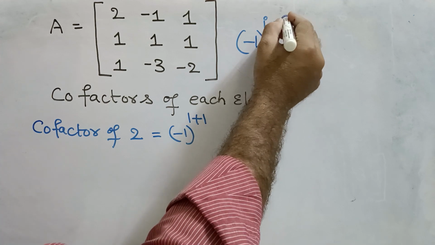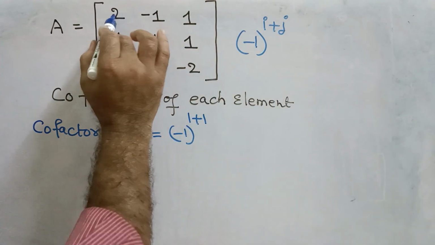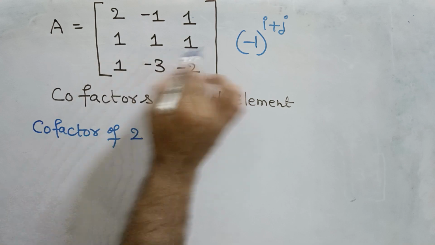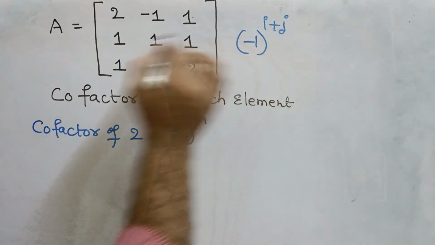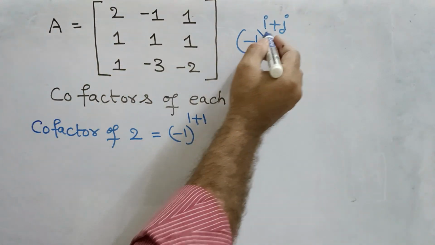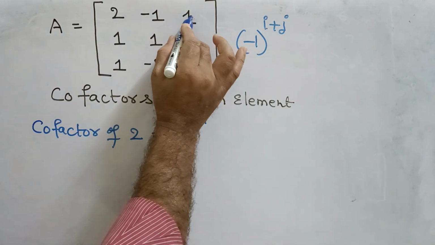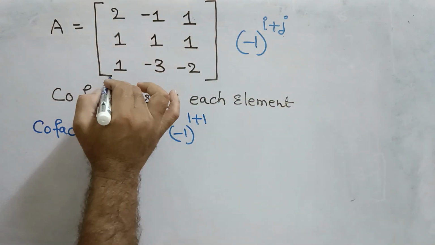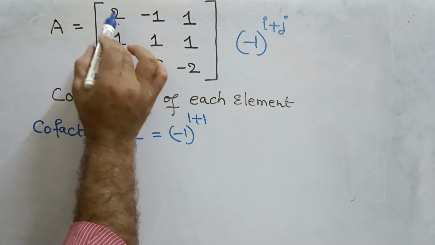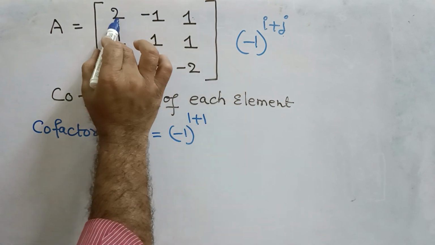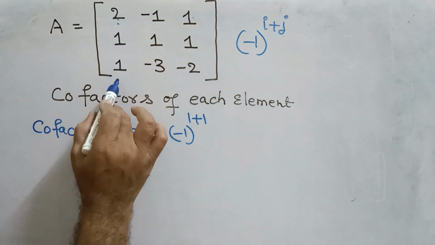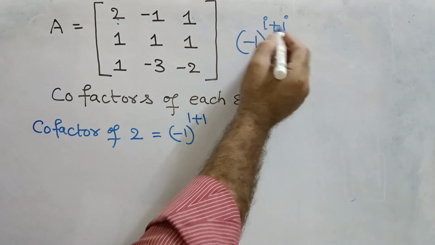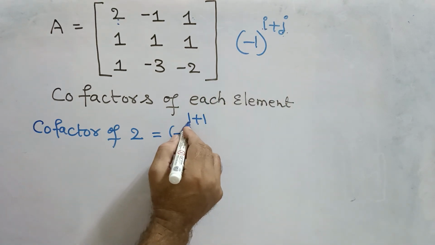That is the formula. What is i? i indicates the row, whereas j indicates the column. So i is nothing but the first row, and j is the first column. This particular element is the first element of the first row, and at the same time the first element of the first column. Therefore both are 1 only. Therefore I can write 1 plus 1.